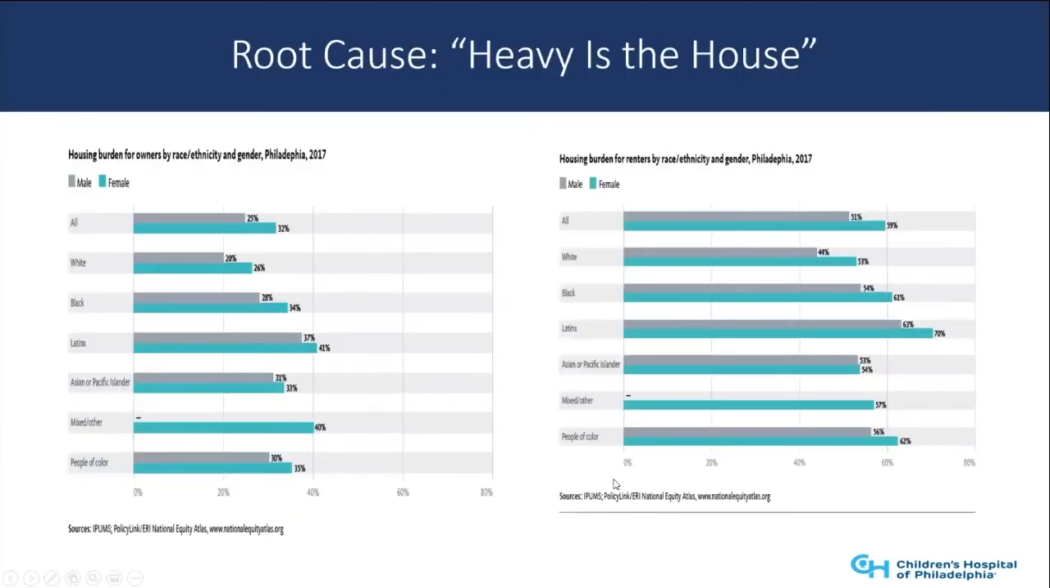And then if we go to housing, we can look at the burden, and this is related to the amount of their income that's spent on housing, and this is for owners by race and ethnicity on the left. And you can see there are disparities, with Blacks and especially Black and Latinx women having a much higher burden of housing than whites. And if you look at renters, you see even more of a difference between Black and Latinx communities as compared to white, as well as other people of color.